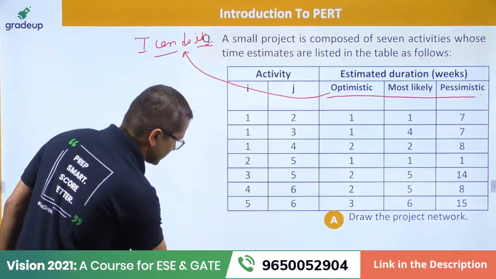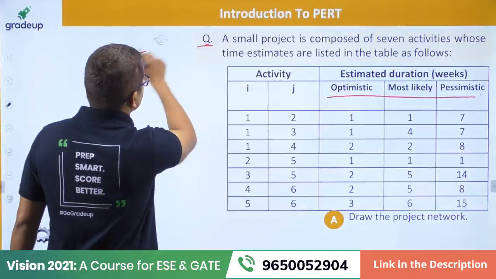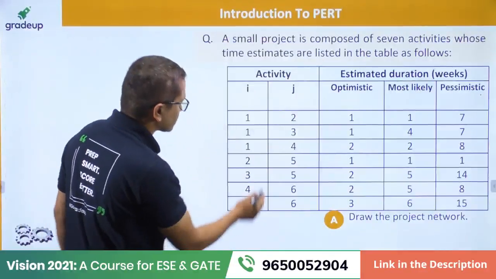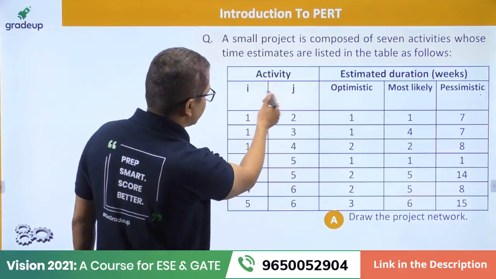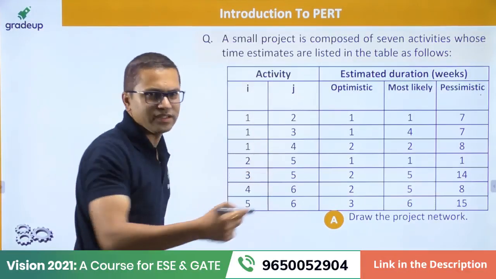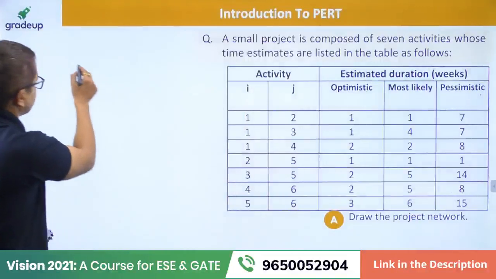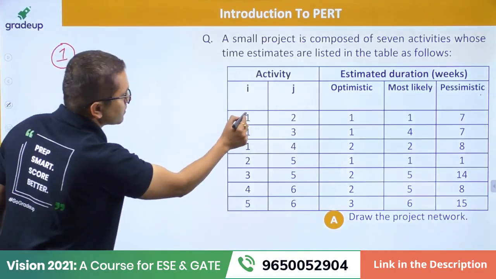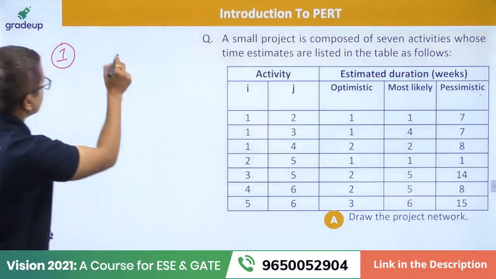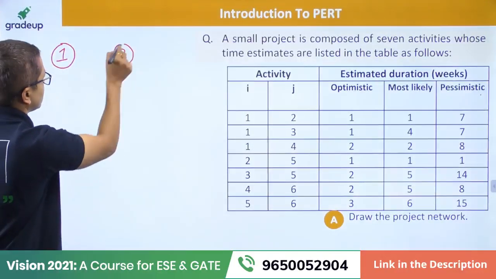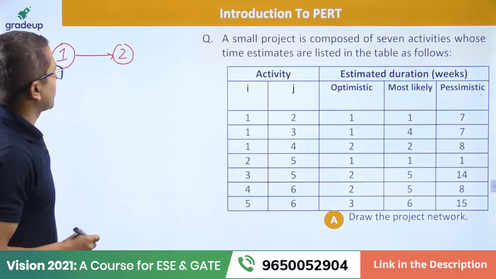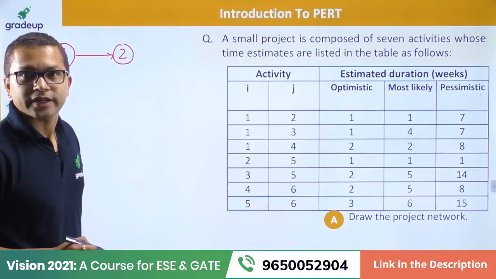So what is this? So activity I to J, so these are the event numbers, all right. So what it says is, okay, there's an activity from event 1 to 2. That's what it says. 1, 2.